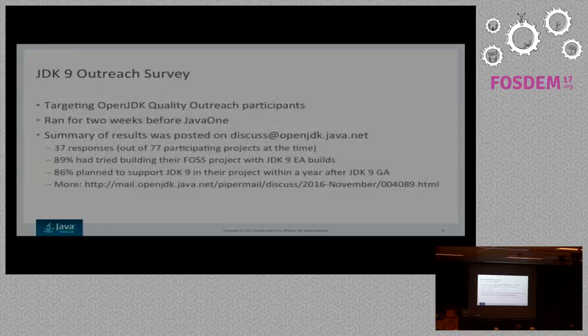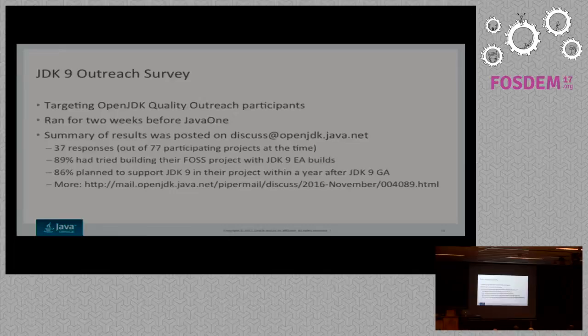Now, the other data point to look forward to is that one thing is to try to extract random data off the internet. The other is to just ask people directly. So in this outreach effort, we have projects participating. What we did about 2 years before Java 9 this autumn was a short survey, asking the participating projects if they're testing at all, how far along they are, and what their success is. About half of the projects that participated in quality outreach came back to us and filled out a survey. Around 90% had already tried to build their project with 9 and had some success. And about 86% planned to support 9 within the first year of the release of JDK 9.